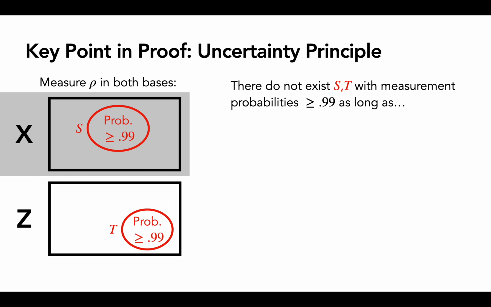And let's say that there's a set S, some chosen set S in the X basis, and some chosen set T in the Z basis. Now, an uncertainty principle says that we cannot find S and T such that there's a very high probability, like probability 0.99, that measuring rho in the X basis gives an outcome in S, and measuring rho in the Z basis gives an outcome in T, as long as some property of S and T are satisfied.